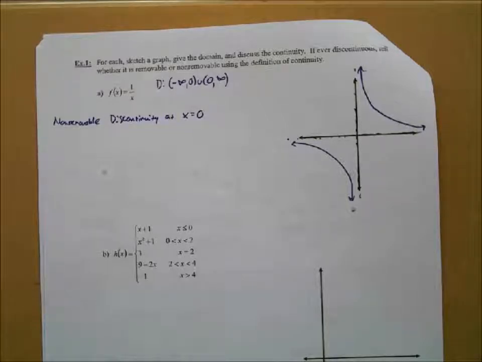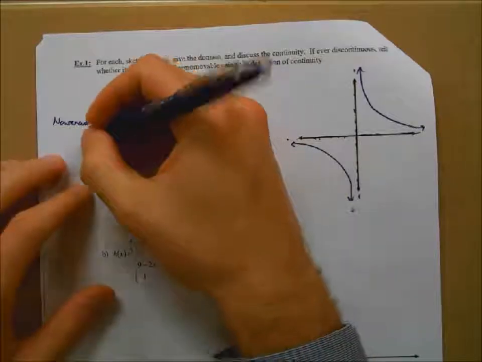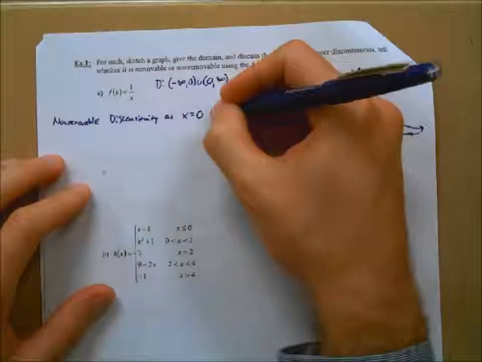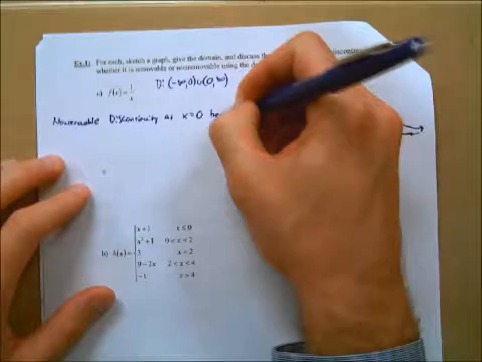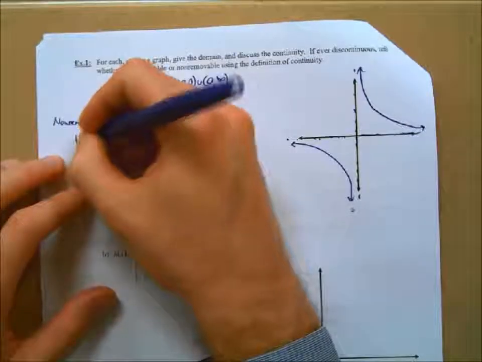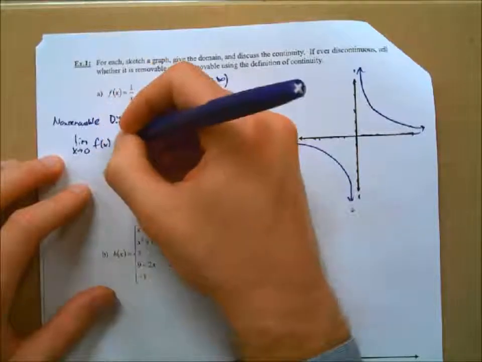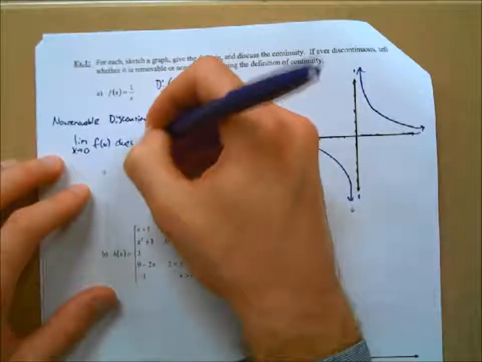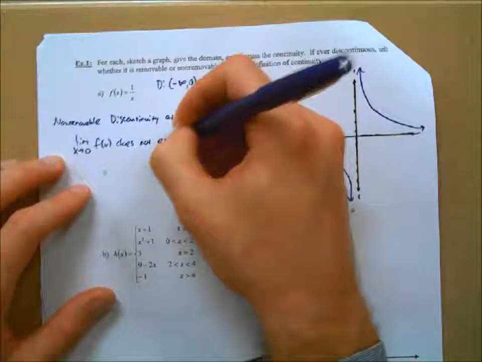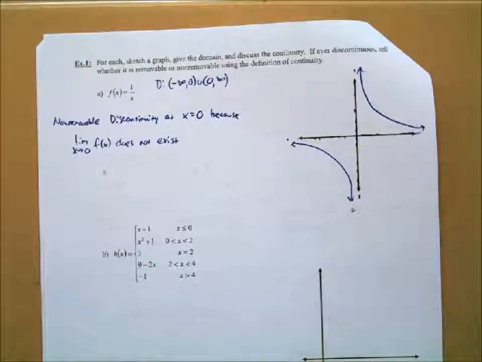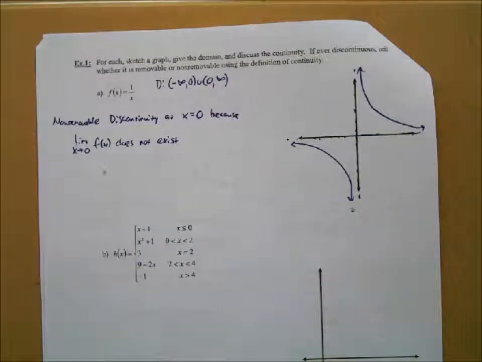So for example, go ahead, Sarah, you want to say it? Oh, the limit doesn't exist. The limit! Okay, so non-removable discontinuity because the limit as x approaches 0 of f of x does not exist. Is that the only reason that there's a discontinuity there? Certainly the limit does not exist. That's right.